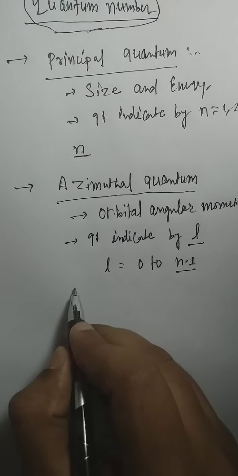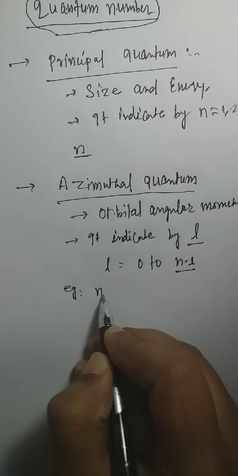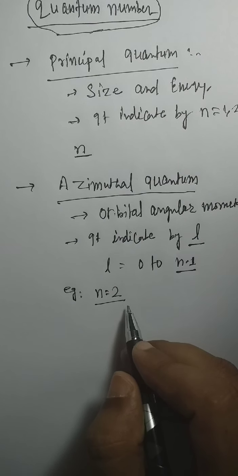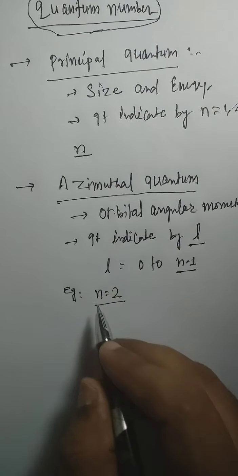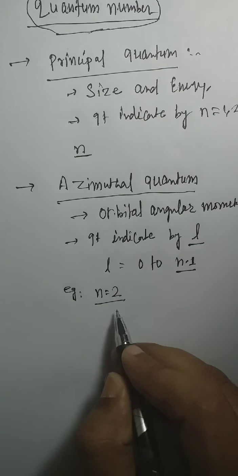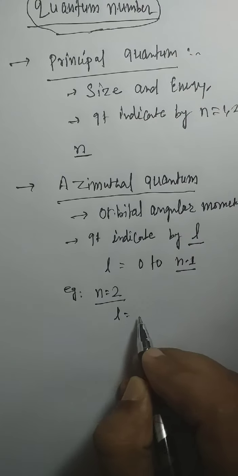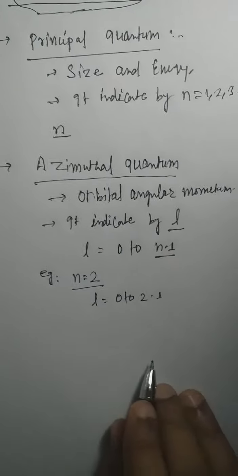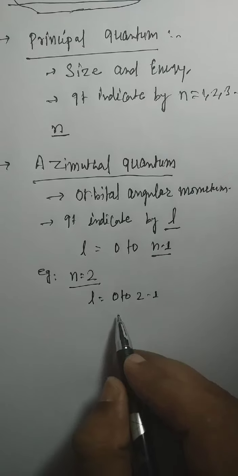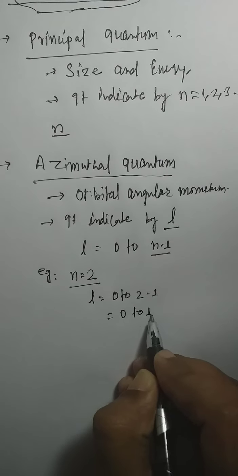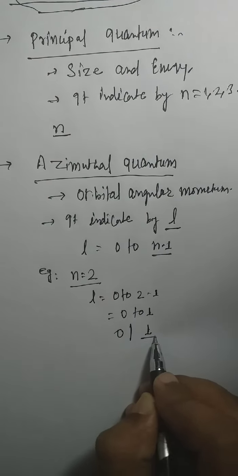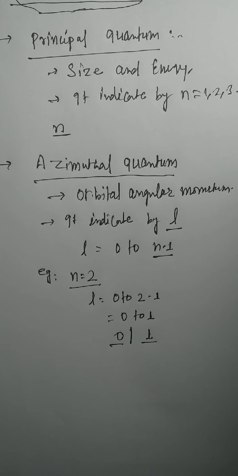We take a small example here. If n is equal to 2 is given, it means it is talking about the principal quantum number. Then how do you find the azimuthal quantum number? You write this formula: l is equal to 0 to 2 minus 1, because our n is 2 now. So 0 to 2 minus 1 becomes 0 to 1. So the answer for the azimuthal quantum number is 0 and 1. Both answers are possible here, and you have to write both necessarily.